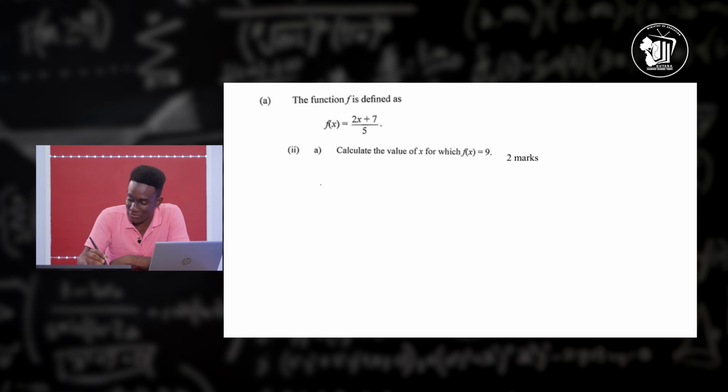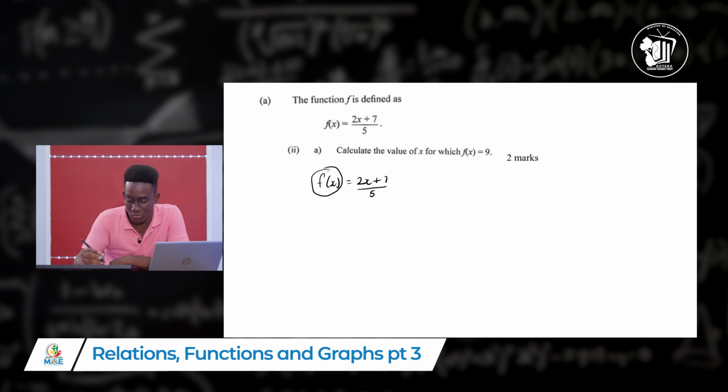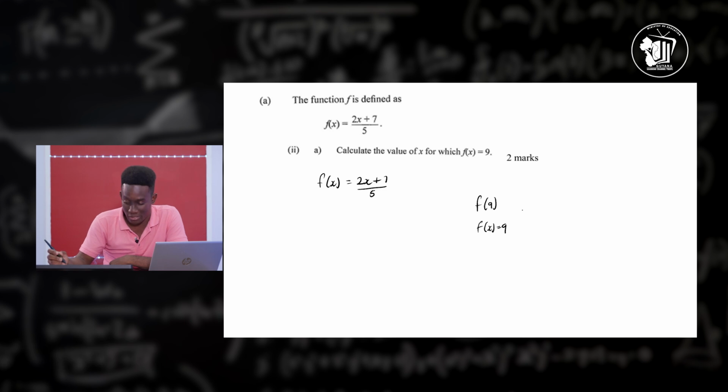So let me just write back the function. We'll have f of x is equal to 2x plus 7 all divided by 5. So they said f of x is equal to 9, so replacing this here with 9. Note there's a difference between f of 9 and f of x is equal to 9. There's a big difference. So this will be 9 is equal to 2x plus 7 all divided by 5.